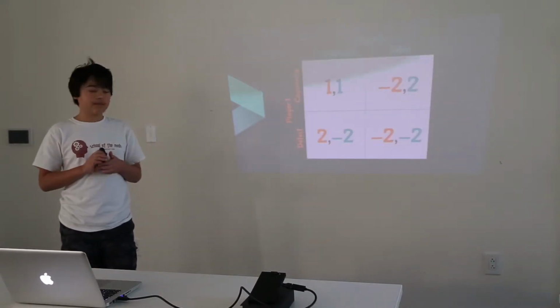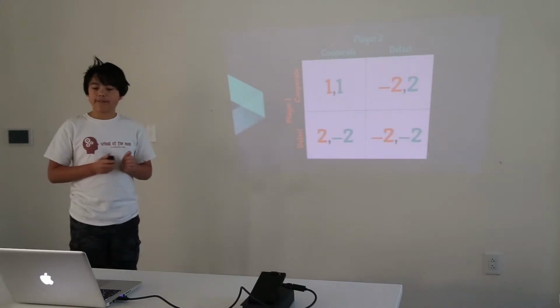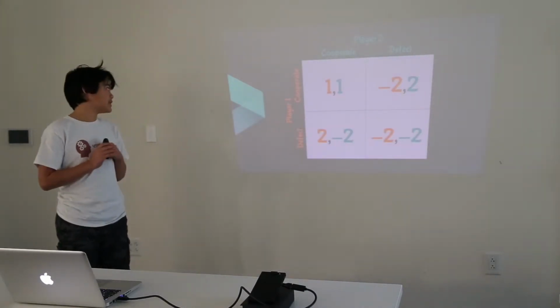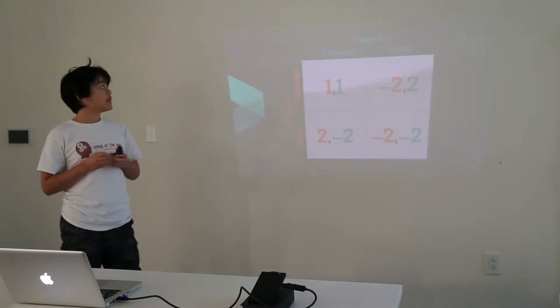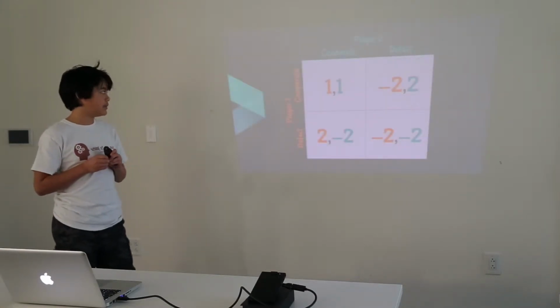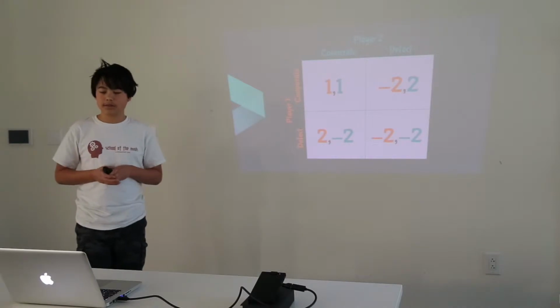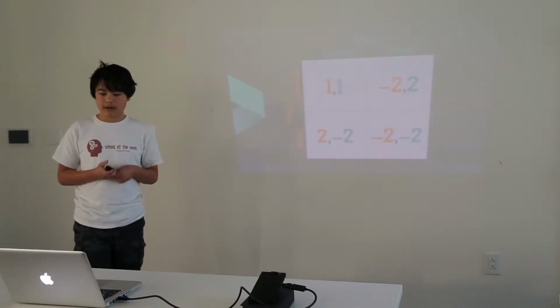So here we have the game. This is the entire board. First of all, I just want to say player 1 is on the left. It is color-coded in orange. Player 2 is on the top and color-coded in blue. I color-coded them so you could see who's getting which outcome.